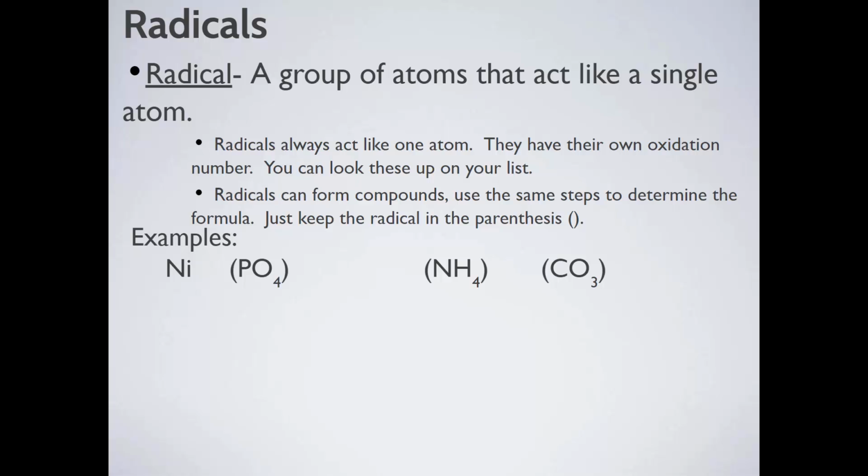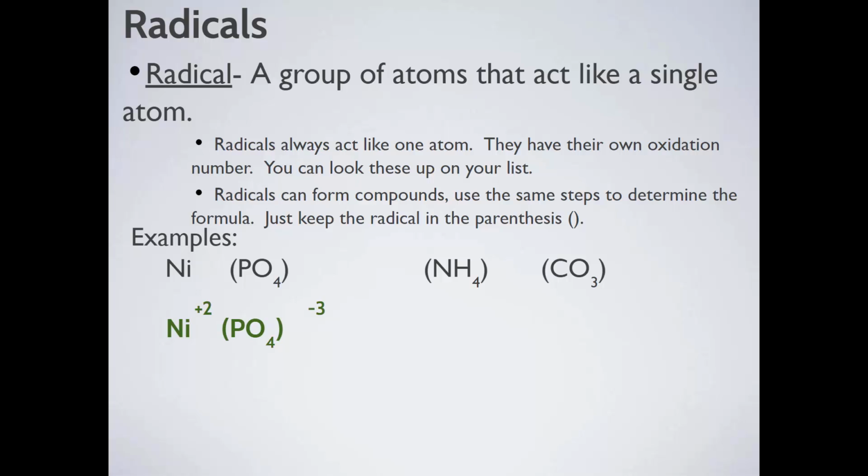Number 10. Plus 2. What is it, Jake? Plus 2. What about now this thing in parentheses? PO4. What am I going to do with that? I know. Oxidation. Yeah, where is it? I'm just going to look at my radical chart. You see PO4? What is it called? Phosphate. And its oxidation number is? -3. We just looked that up in our chart.